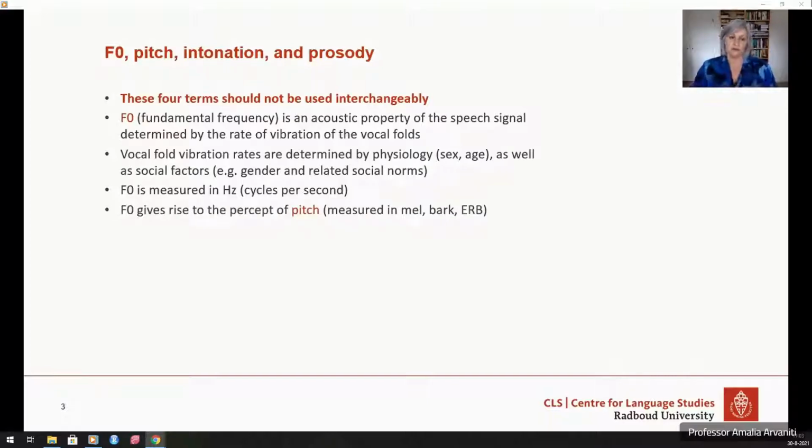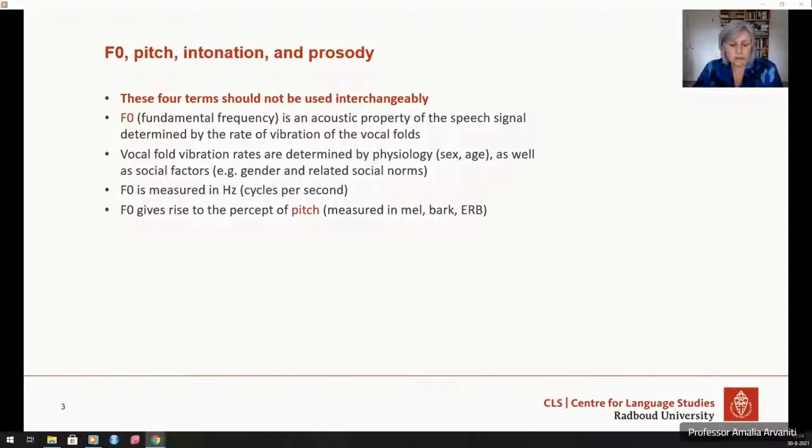Now, F0 gives rise to the percept of pitch, which is not the same as F0 because F0 is the acoustic property and pitch is how we perceive this acoustic property. There are 3 scales that we use to measure pitch: MEL, BARK, and ERB. Now, you may wonder why I have not put semitones there, and the reason is that semitones are not a psychophysical scale like MEL, BARK, and ERB. They're a scale that has been adopted from Western music, and therefore it doesn't really reflect how we perceive pitch.